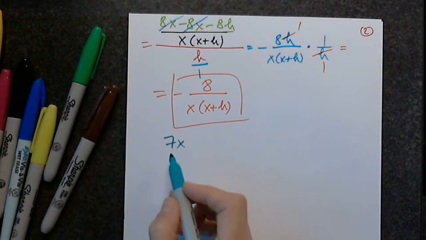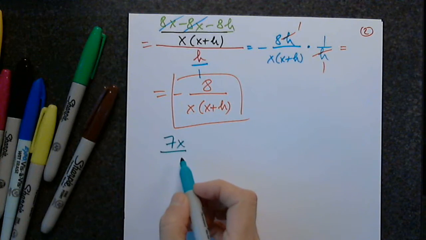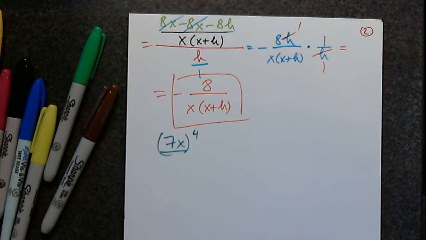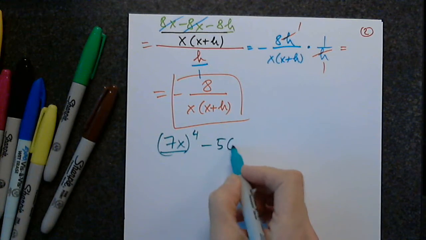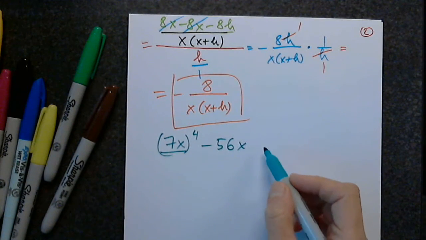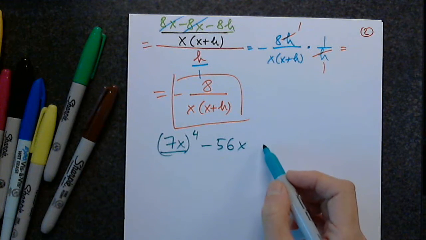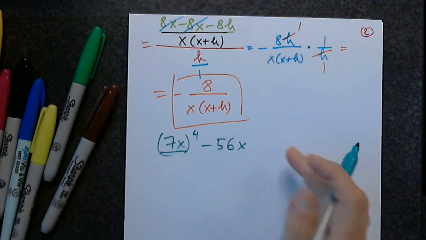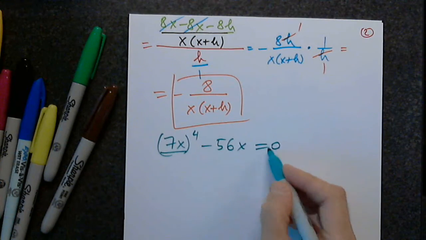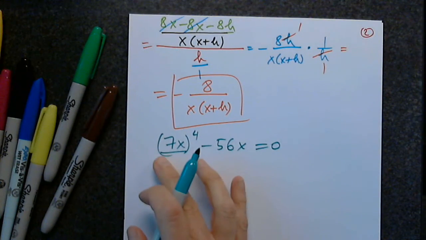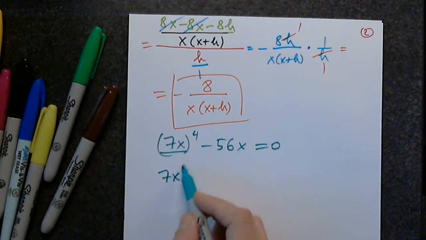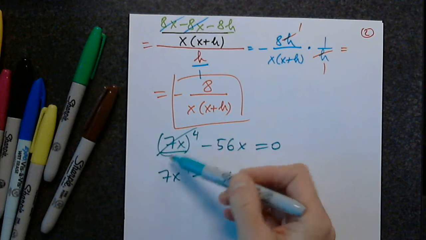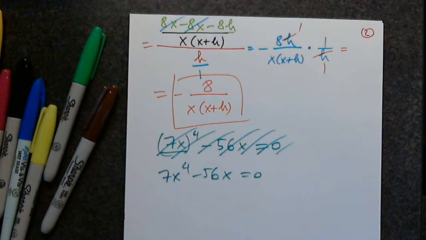Over 4. No. It's in the power of 4. What's that called? Yeah, there you go. Minus 56x, and then solve for x. So find the solution. I know we have to find 4 solutions. Equals 0. Okay, so the 7 is inside the 4 power, or this is 7x to the 4th minus 56x equals 0. So not this. Okay, good.